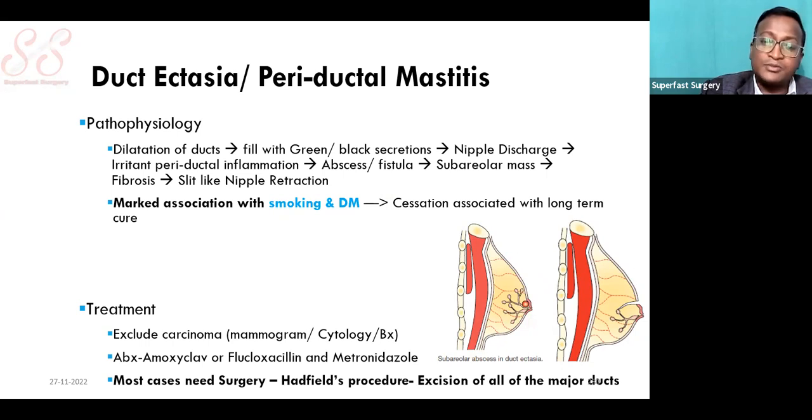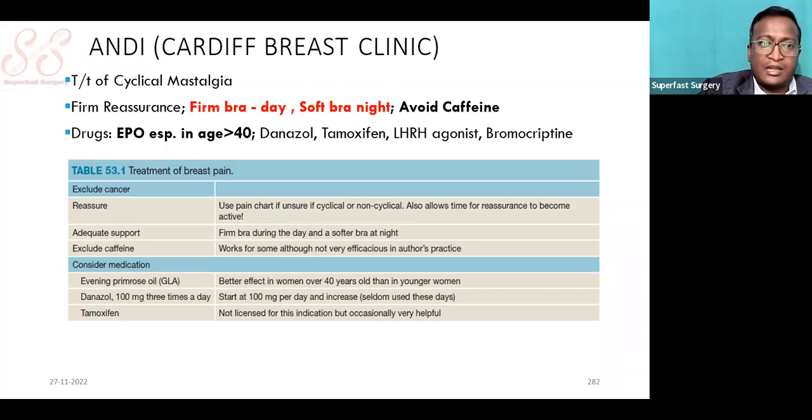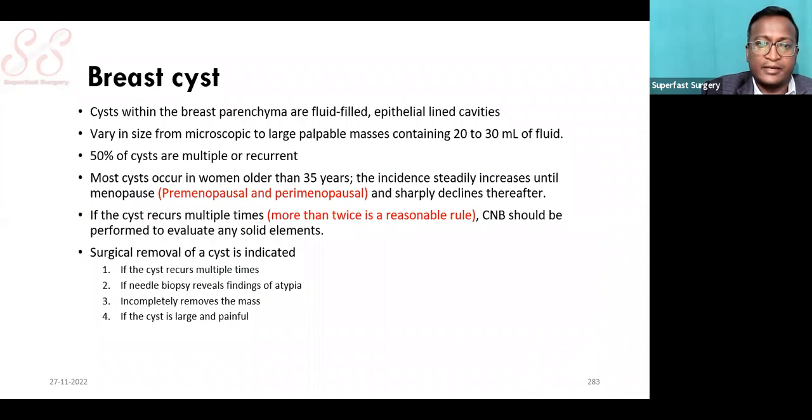While microdochectomy will remove a single duct, a single pathological duct. This is the ANDI classification given by Cardiff Breast Clinic. So they have given the four pathologies: cyst formation, fibrosis, epithelial hyperplasia, papillomatosis. And cyclical mastalgia, in AIIMS they had asked how do we manage this cyclical mastalgia. So I have kept this table taken from Bailey. So it is danazol, tamoxifen, evening primrose oil. And Tietze syndrome is the closest differential diagnosis for cyclical mastalgia.